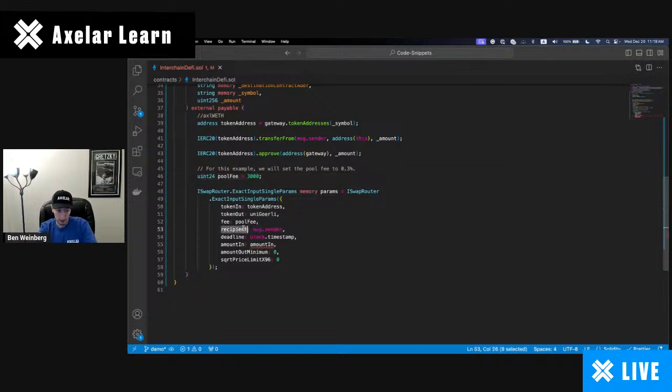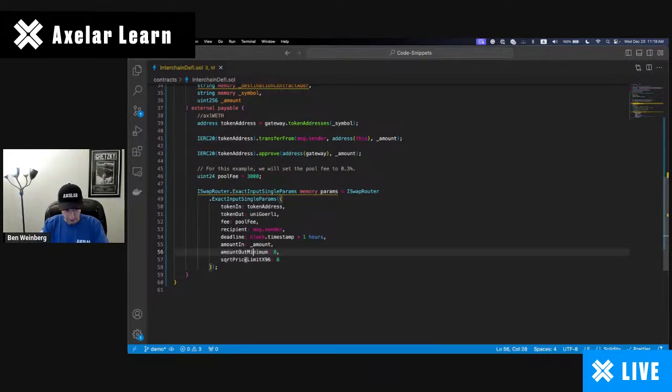The recipient of this transaction is going to be us, the message sender. Deadline is going to be block timestamp. I'm going to actually put it +1 hours just in case, for whatever reason, the transaction takes a long time, that we don't run into any errors here. How many tokens are we swapping in? Well, that's just going to be the amount. And we're going to leave these last two parameters 0 as they had in the documentation.